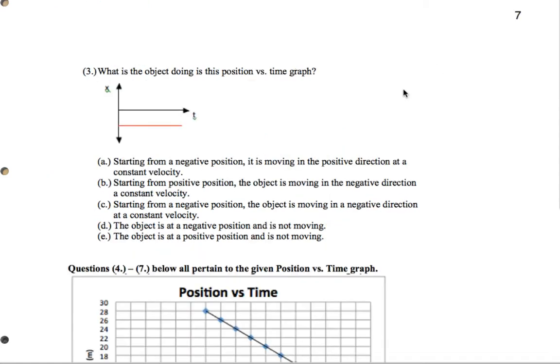And for number 3, what is the object in this position versus time graph doing? Again, this is position versus time. When you see a flat line like this, that's an indication that it is not moving. That actually eliminates the first 3 choices here. Again, because I'm at a fixed position here, and I'm just staying there as time goes further and further. So basically what's happening is we're at a negative position, and we're just sitting there not moving, and that's choice D.